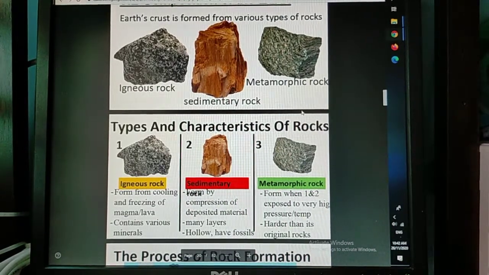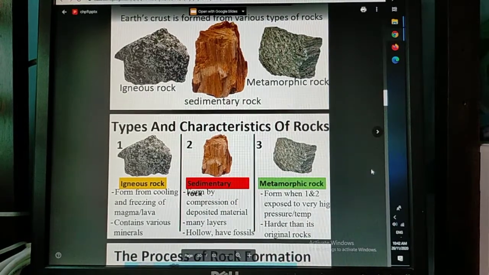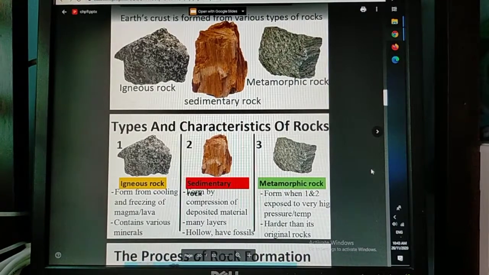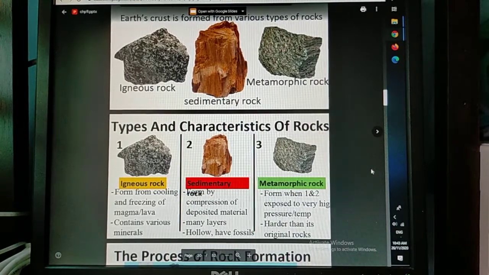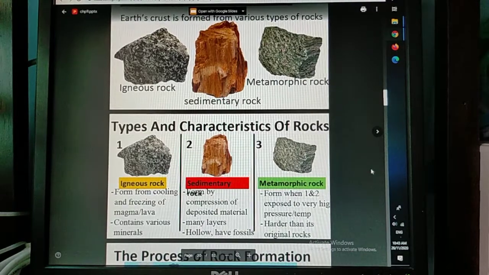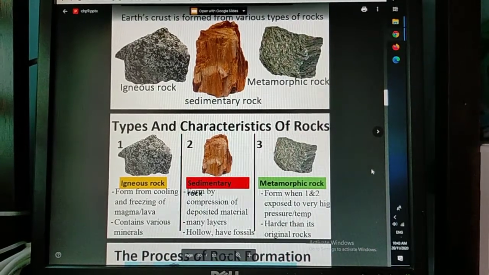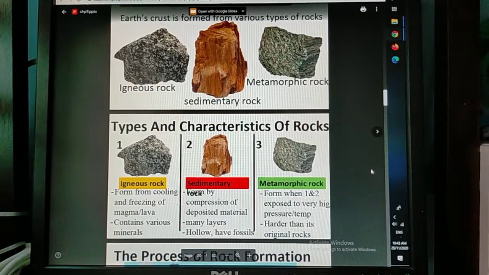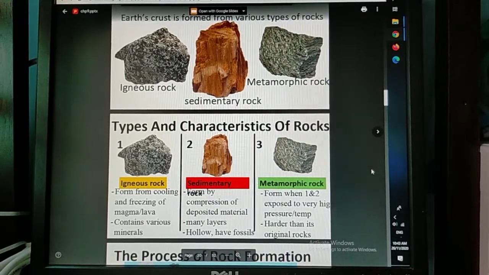And then number 3, metamorphic rocks. Metamorphic rock is the rock that forms when igneous rock or sedimentary rock is exposed to very high pressure and temperature, then it becomes harder than usual, and it forms metamorphic rock. So we have examples for metamorphic rocks, sedimentary rocks, and igneous rocks inside your textbook.